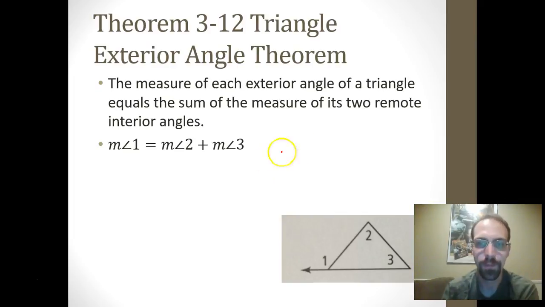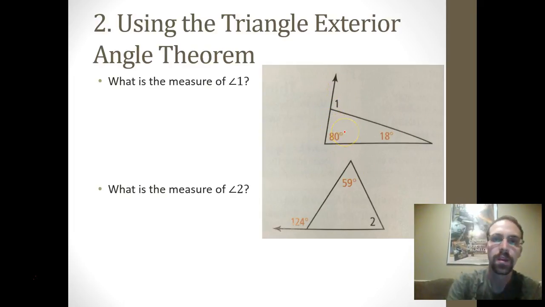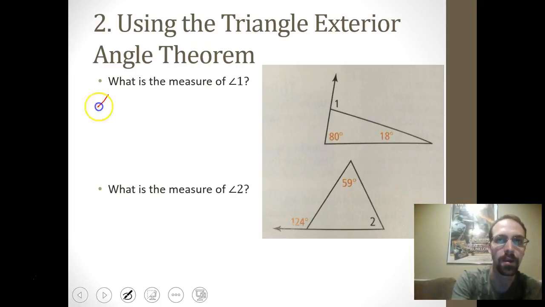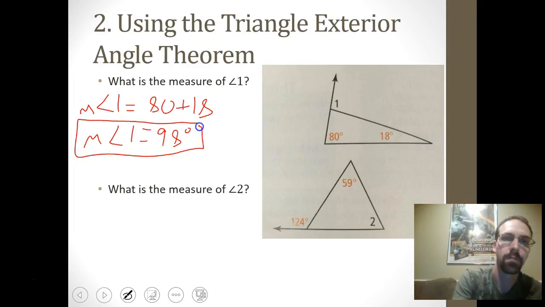Okay, so moving on. Now we can use that. We use the triangle exterior angle theorem to find angle measures. So now I can find the measure of angle 1 simply by adding 80 degrees and 18 degrees. So the measure of angle 1 is equal to 80 plus 18, which is 98 degrees. I do need degrees because it's not on the diagram. Bam, done.